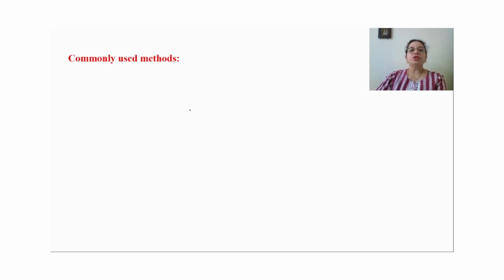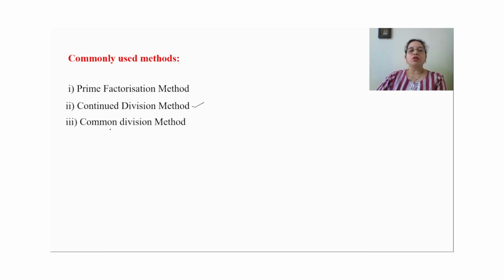Now the commonly used methods to find HCF. We have the prime factorization method. Initially we start with prime factorization method, then continued division method. This method is more useful in higher classes, and the third one is common division method. This method is also easy. So one by one I will explain all three methods.